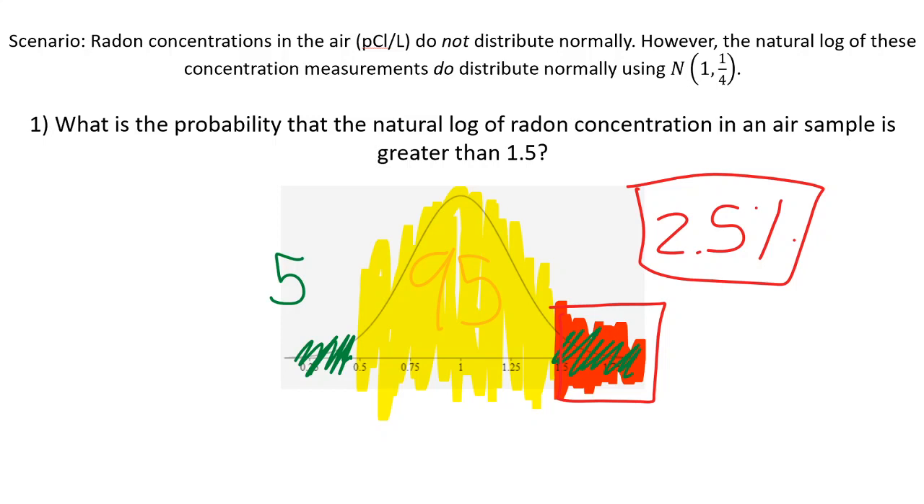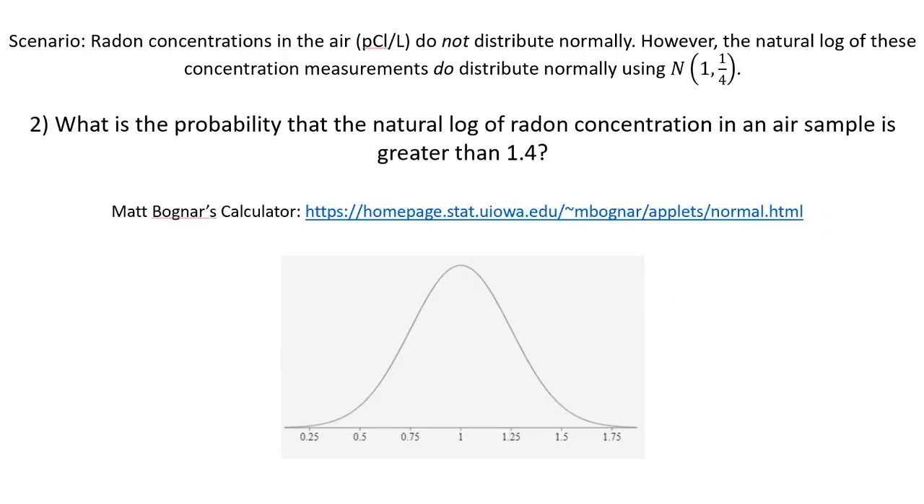Alright? Now, our next question states: what is the probability that a natural log of radon concentrations in an air sample is greater than 1.4? 1.4 is not a pretty standard deviation. It falls in between standard deviations. So we don't have an SD rule to cover this. Instead, today we're going to be using Matt Bogner's calculator.